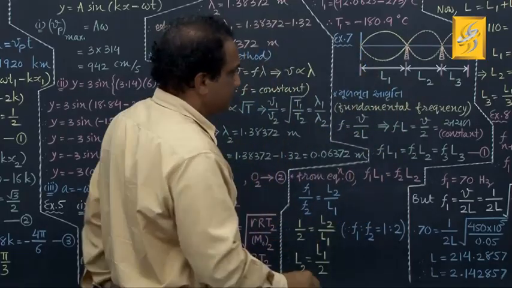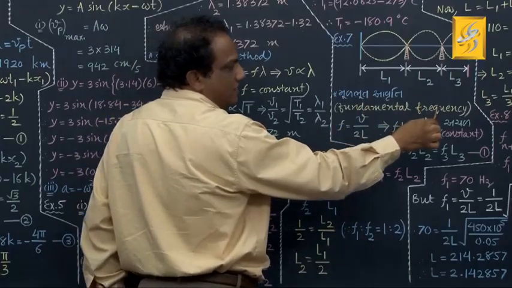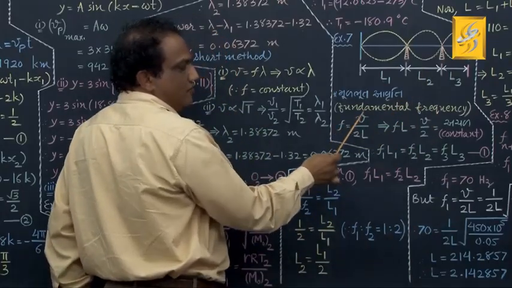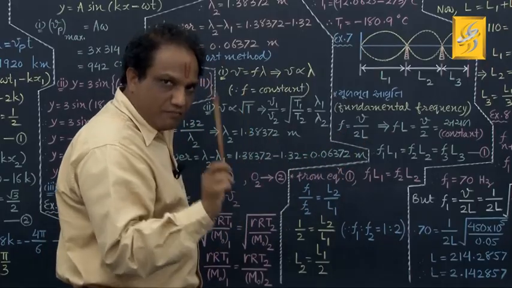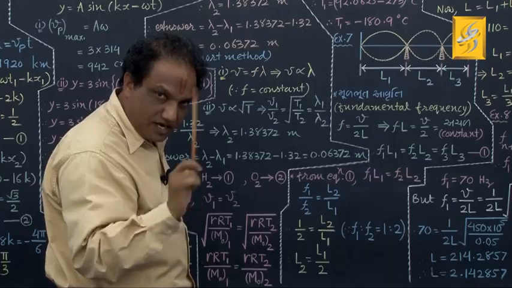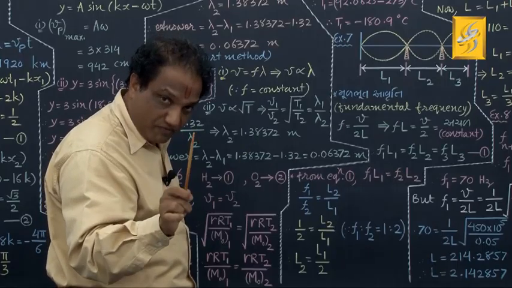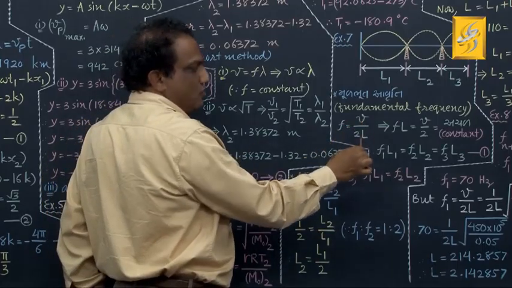Okay, wait. For fundamental frequency, in this case, don't you know formula? V upon 2L, correct? Instead of F1, I am just putting symbol F. Though I am putting symbol F, you must understand right now it is fundamental frequency, which is minimum frequency. In this case, it is V upon 2L.